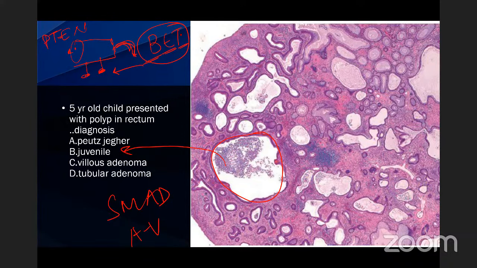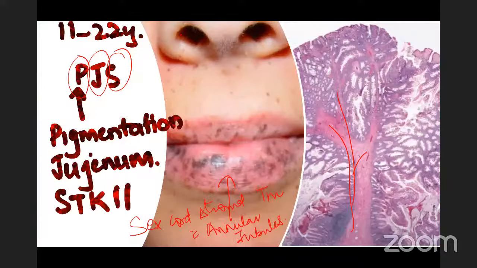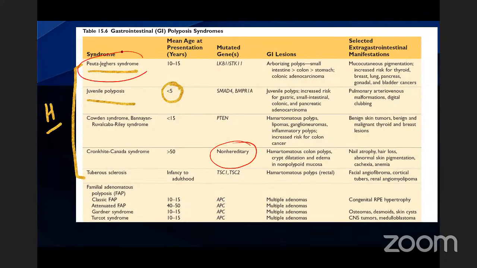Right, once you're clear with this, let's come to this question. So that was about polyps. Just quickly revise the polyps. Peutz-Jeghers syndrome, we have seen, typically occurs at 11 to 22 years. Juvenile polyps have SMAD mutation, and pulmonary AV malformation is very common. Cowden syndrome is PTEN, and remember it has BET: breast, endometrium, and thyroid.